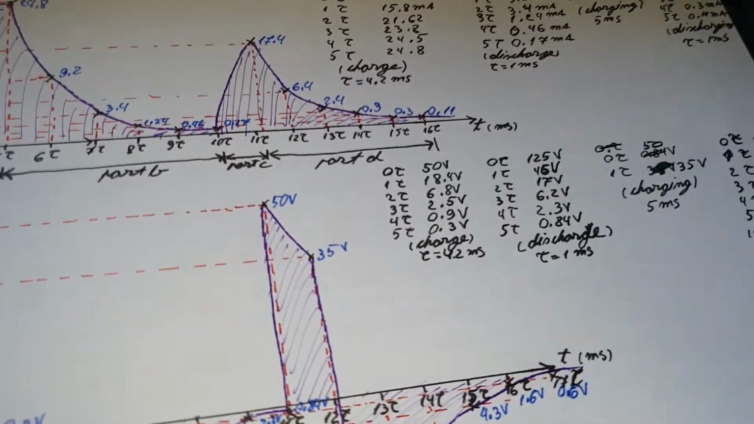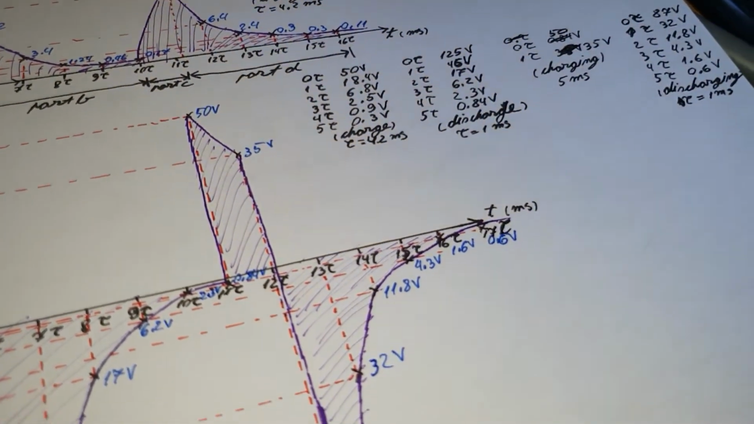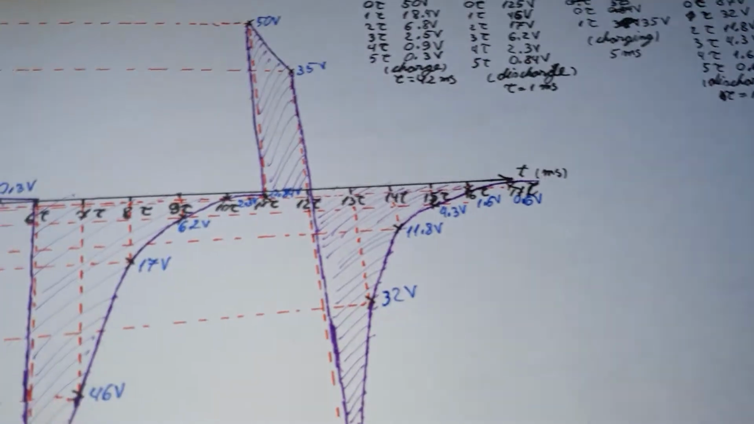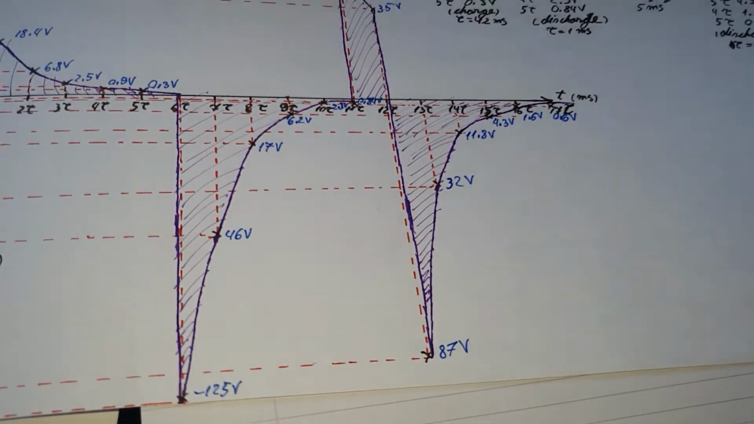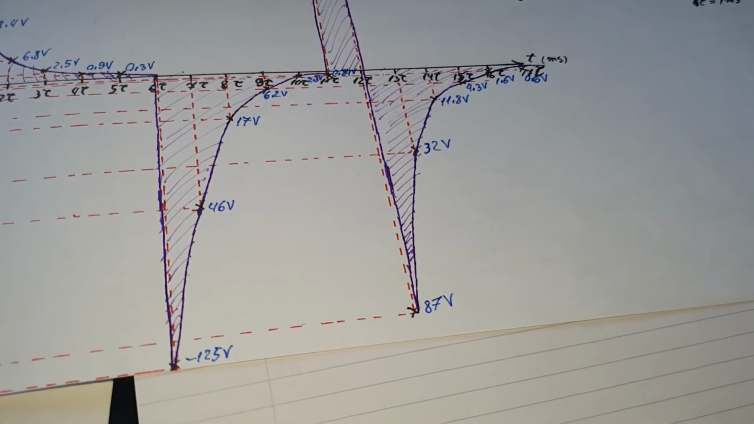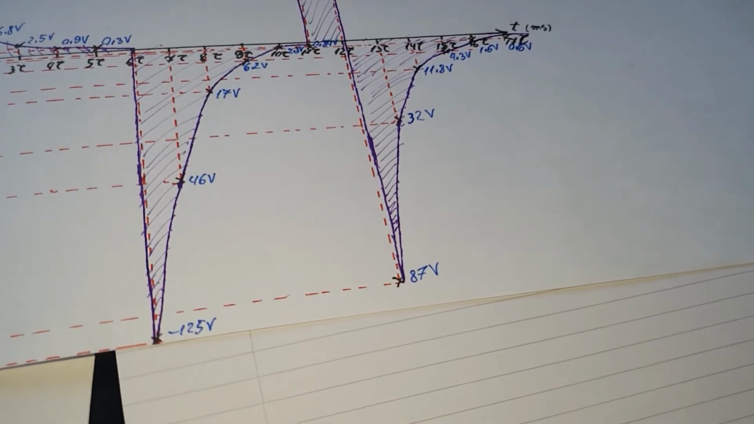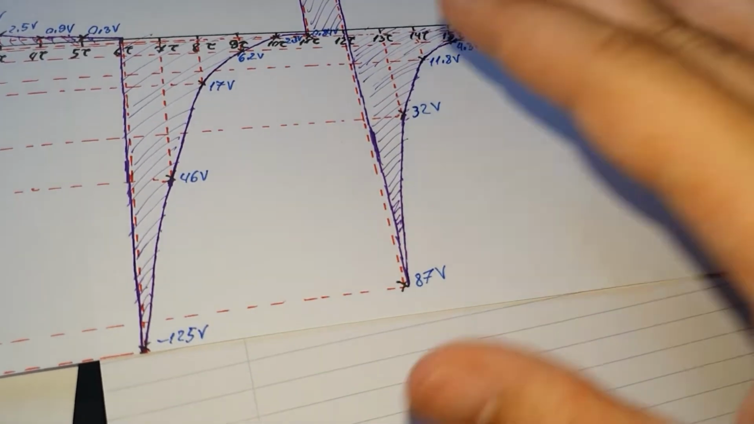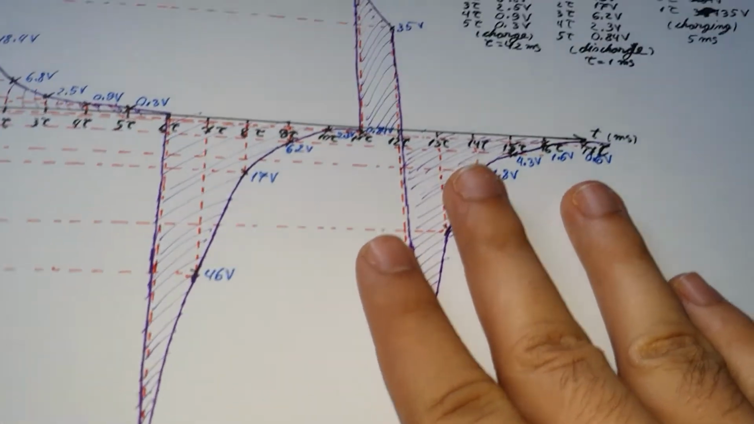Okay, it might maintain the same current direction, but that doesn't mean the other components around it maintain the same polarity. They will become negatively charged. They'll have the negative polarity to them. The positive and negative will switch around.